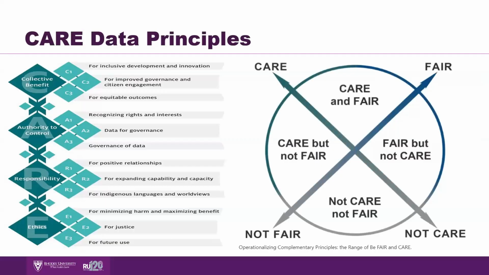The intersection between these two principles is that you want research data that are compliant with the FAIR principles as well as the CARE principles, where the research in question involves indigenous communities. But you don't really want a case where the data do not comply with either the CARE principles or the FAIR principles.